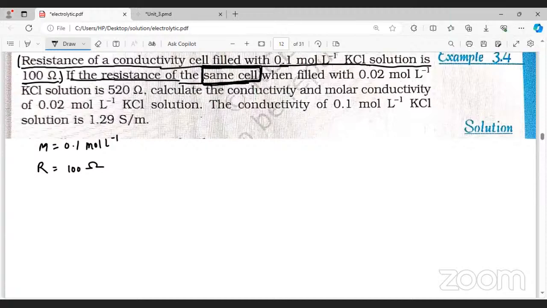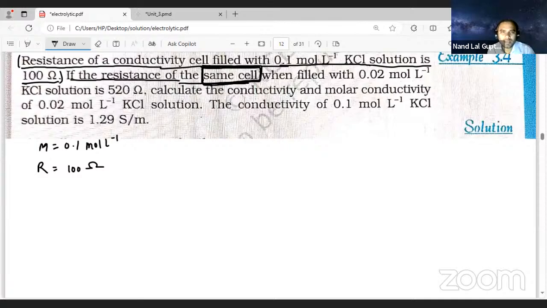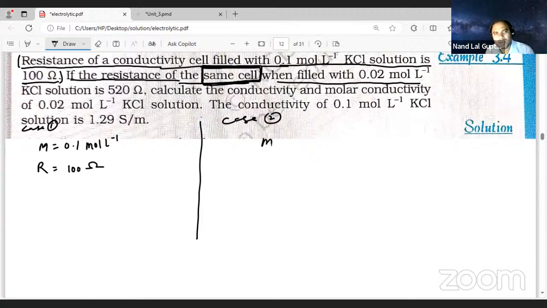They are saying when filled with 0.02 mole per liter. Now the second case they are talking about. Here is case 1 and this side is case 2. So they are saying when filled with 0.02 mole per liter, so the molarity is 0.02 mole per liter. That is, this is reduced. The KCl solution resistance is 520 ohm. So R is equal to 520 ohm.